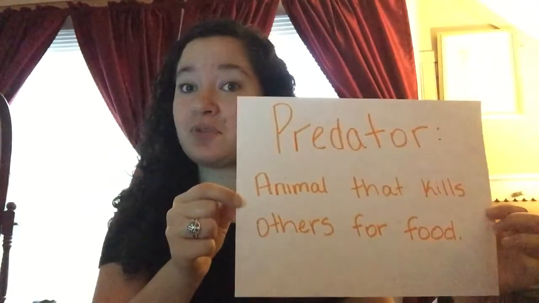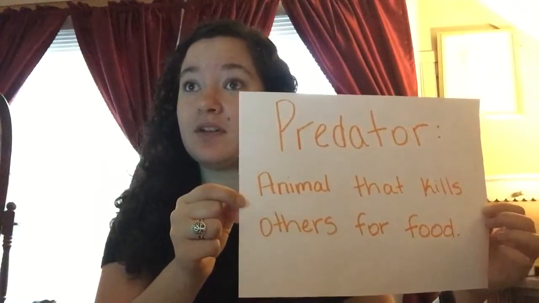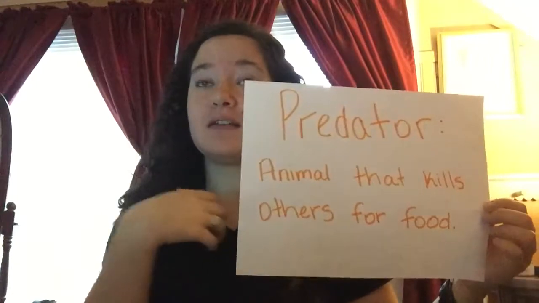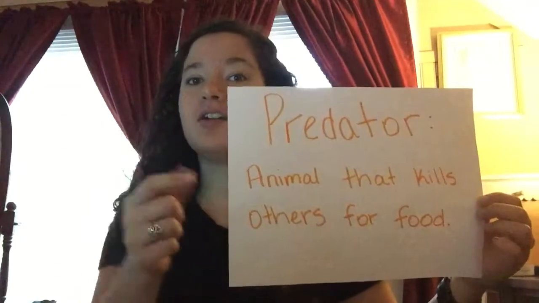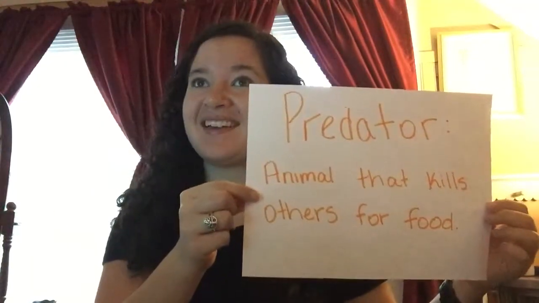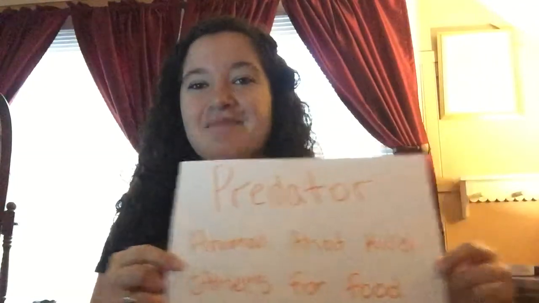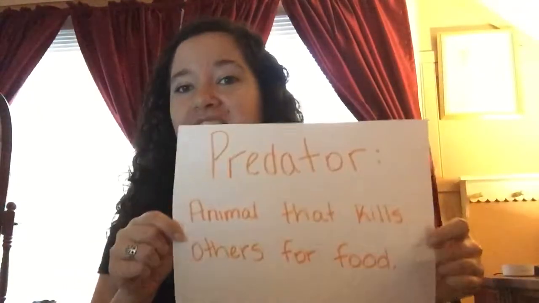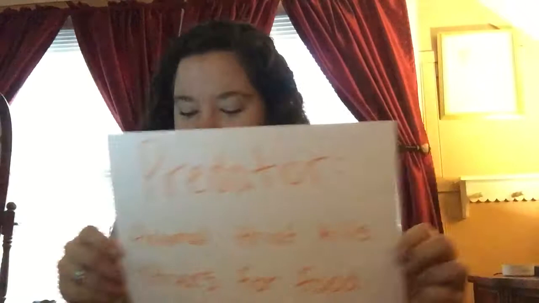Good job. Can you repeat that to me? Predator. Good job. Predator is an animal that kills others for food. Awesome. Now, let me give you some examples, and it's going to be the same as the last, where some of the examples will be of predators and some will not.